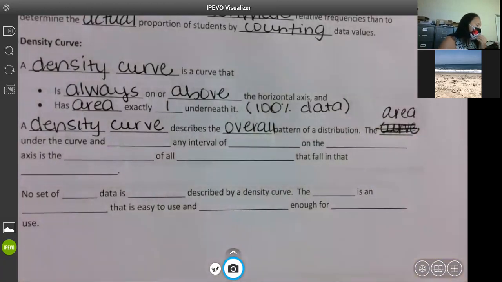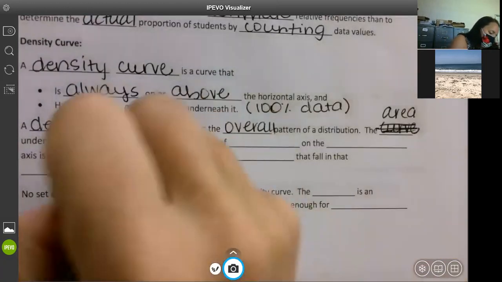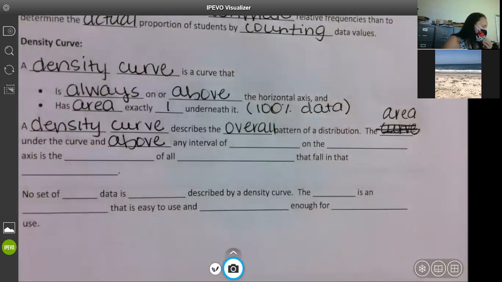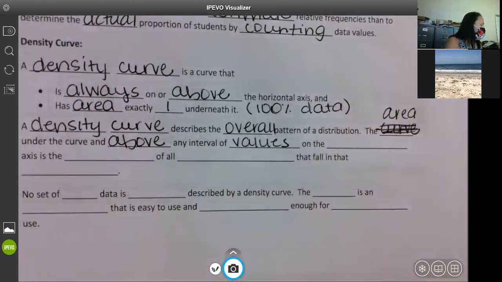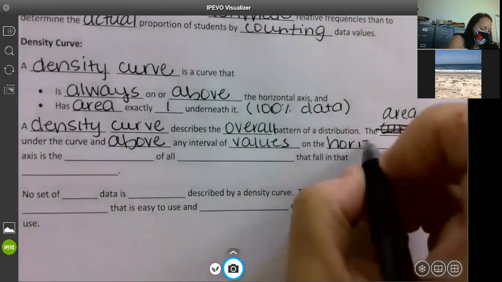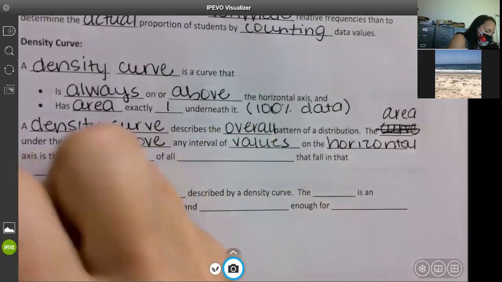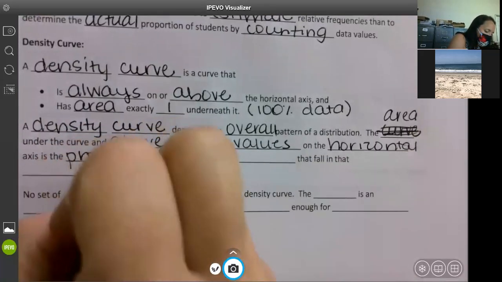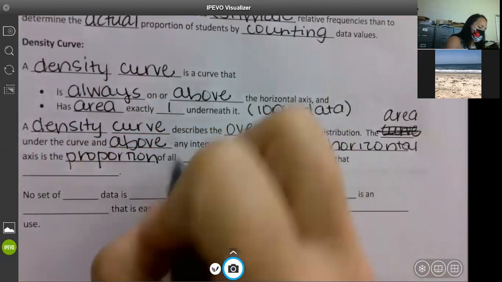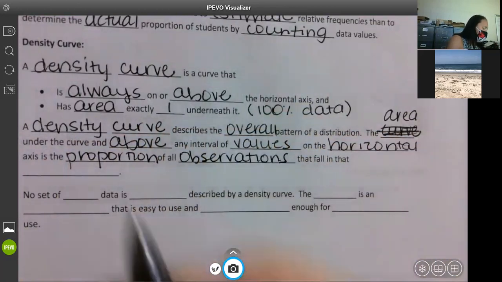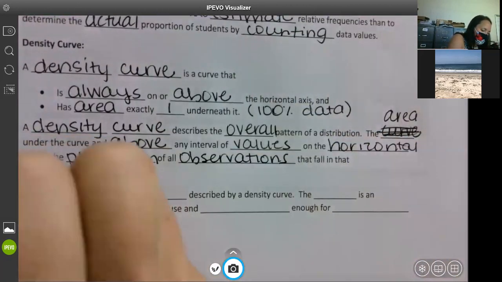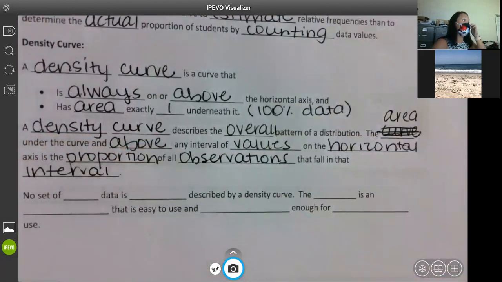Sorry, y'all. The area under the curve and above any interval of values on the horizontal axis is the proportion of all observations that fall in that interval. And again, that might not make any sense in a minute. We'll talk about density curves and I'll help you out with that. All right.